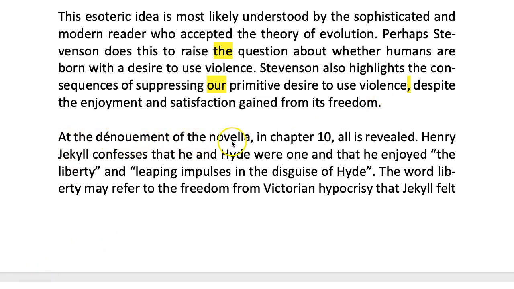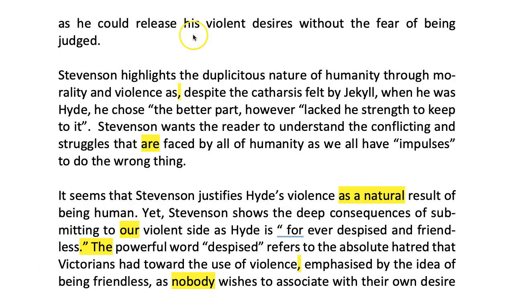At the denouement of the novella, nice bit of subject terminology there, in chapter 10 all is revealed. Henry Jekyll confesses that he and Hyde were one, and that he enjoyed the liberty and leaping impulses in the disguise of Hyde. The word liberty may refer to the freedom from Victorian hypocrisy that Jekyll felt, as he could release his violent desires without the fear of being judged.